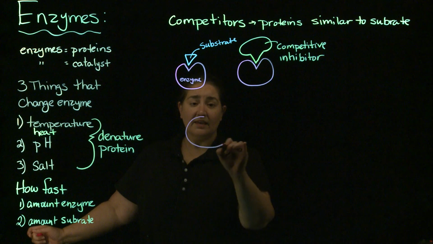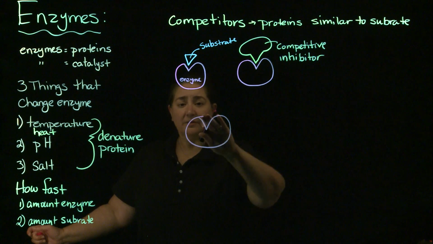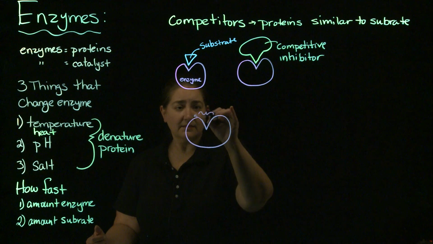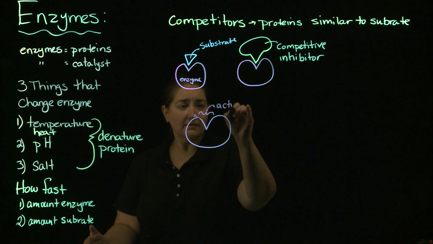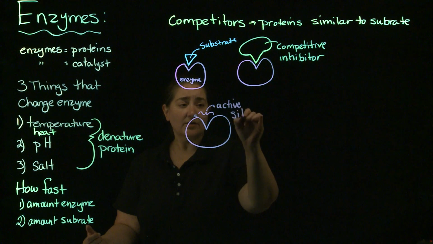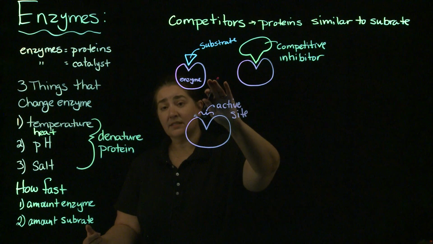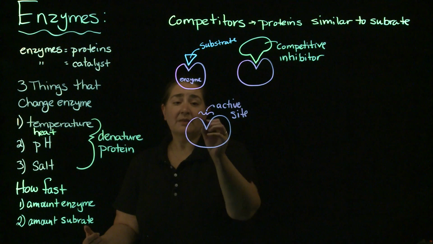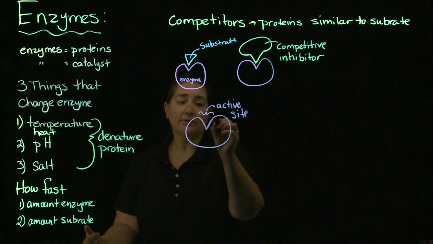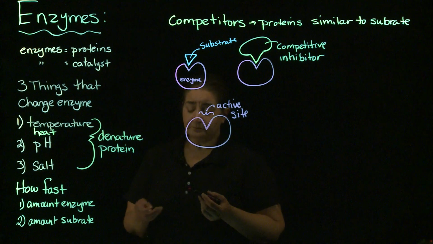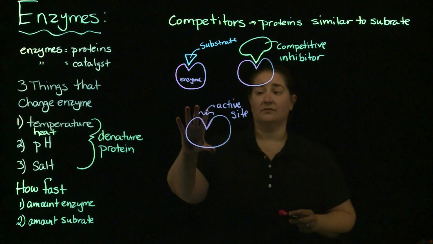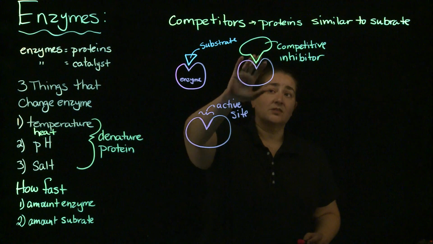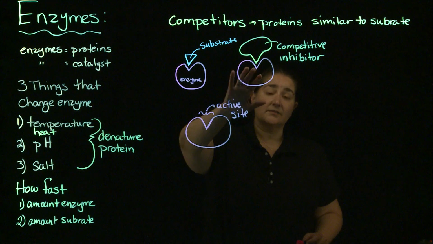All right? And I didn't talk about this in the last video, but I'm going to talk about it in this one. The active site is where the substrate binds to the enzyme. Okay? That's the three-dimensional structure where the substrate and the enzyme interact with each other. That's the active site. So a competitive inhibitor binds directly to the active site.